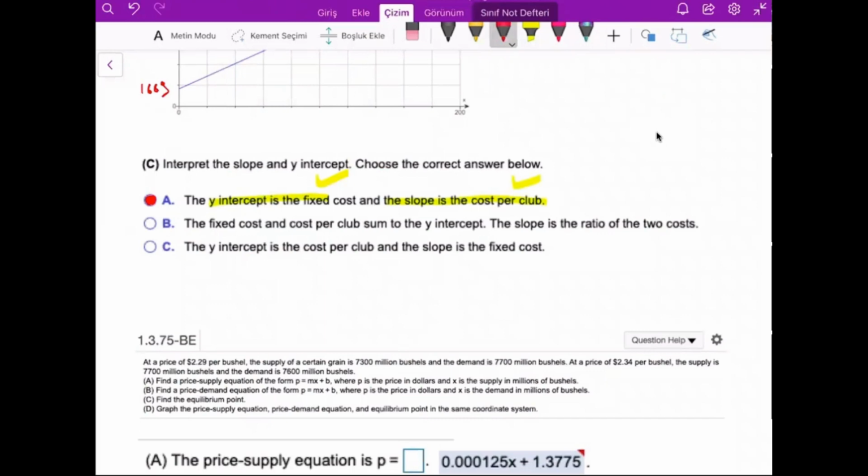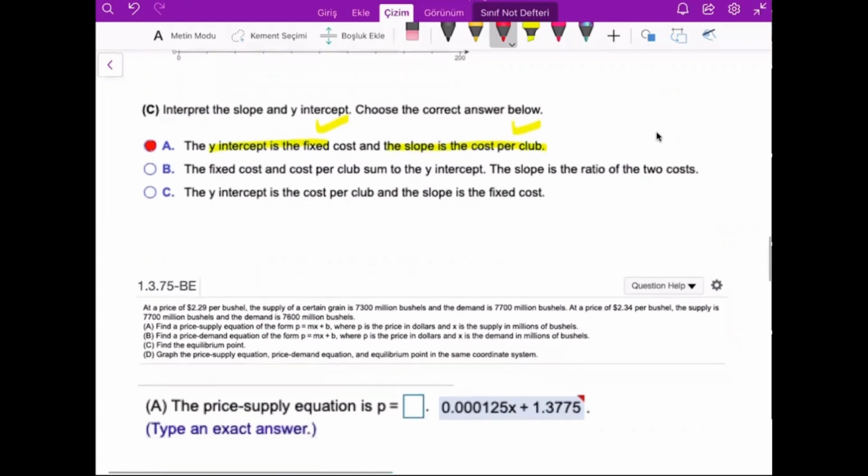Let's look at the second one. The fixed cost and the cost per club sum to the y-intercept. No, the fixed cost and the cost per club times demand give us the cost function. This is wrong anyway. The slope is the ratio of the two costs. This is also not correct, it is not the ratio of the two costs. This is the difference of the costs over the difference in the number of items.